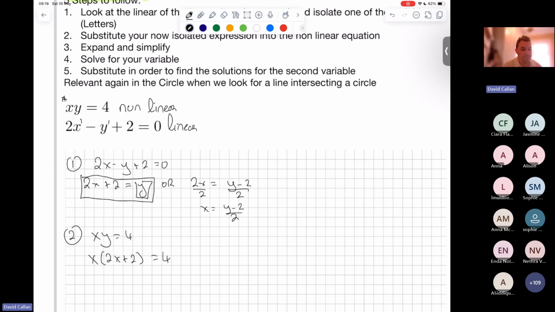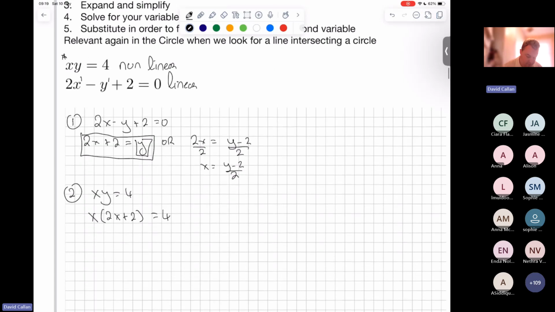Let's go on to step 3. Expand and simplify. Okay, so I can do that. Multiply out my brackets, everything to one side. I get 2x squared plus 2x, bring over that 4, you get minus 4 is equal to 0. That was nice. Easy to expand and simplify that.